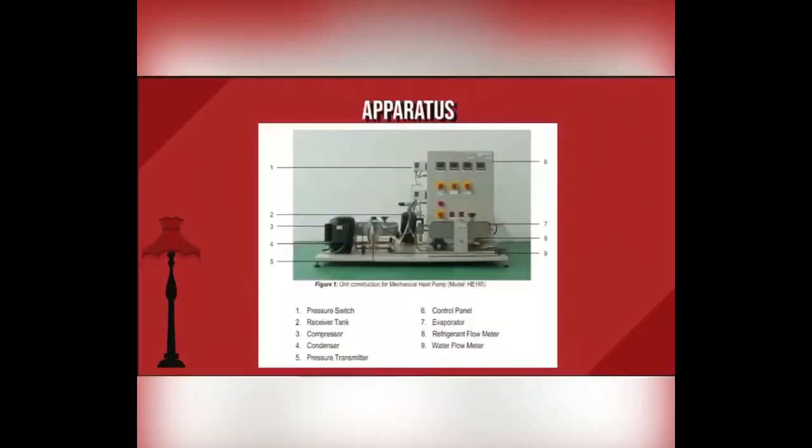Today I want to talk about apparatus and conclusion. For the apparatus, there is a pressure switch, receiver tank, compressor, condenser, pressure transmitter, control panel, evaporator, refrigerant flow meter, and water flow meter.